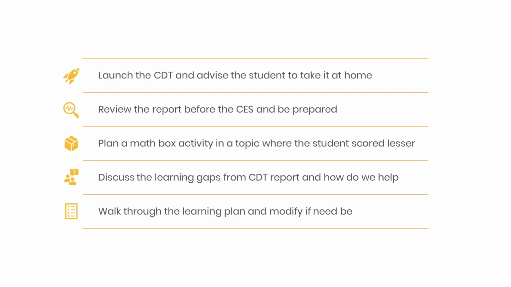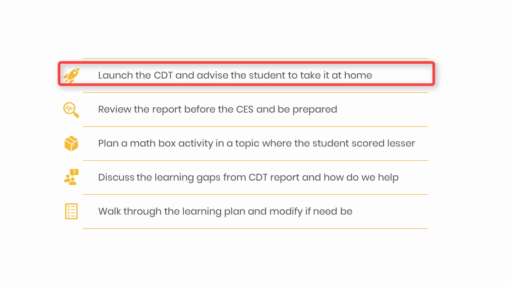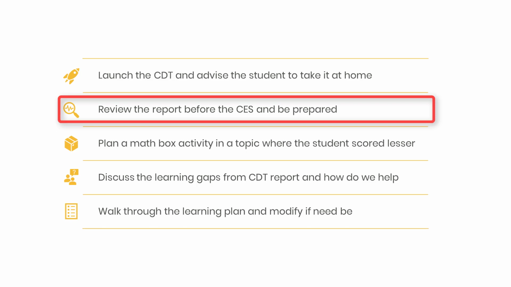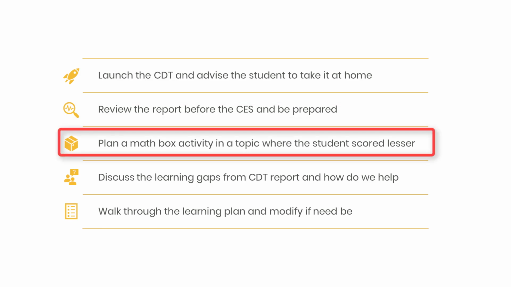Please inform the parent once you launch the CDT and advise them to have the student take it at home. As soon as they complete the assessment, take a look at the report that you receive and make notes. This will help you prepare for the CES. Pick a Mathbox activity for the CES based on the least scored topic. You may also look at individual wrong answers and work with the misconceptions.